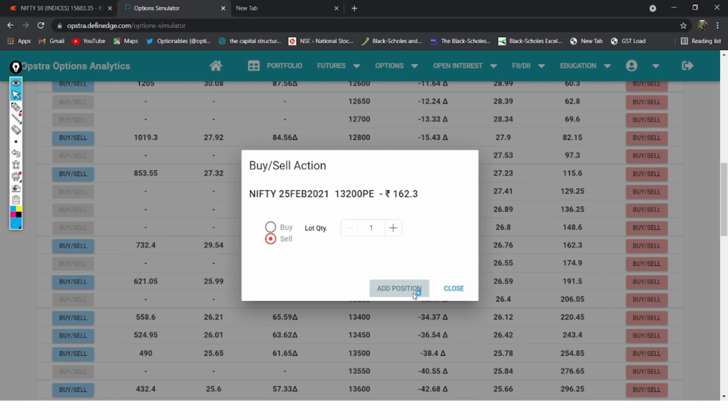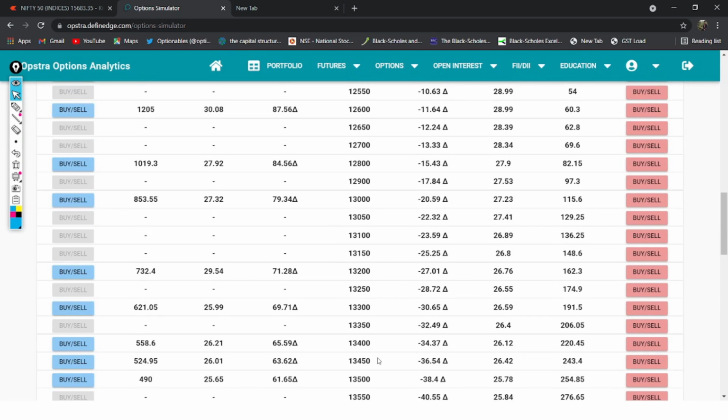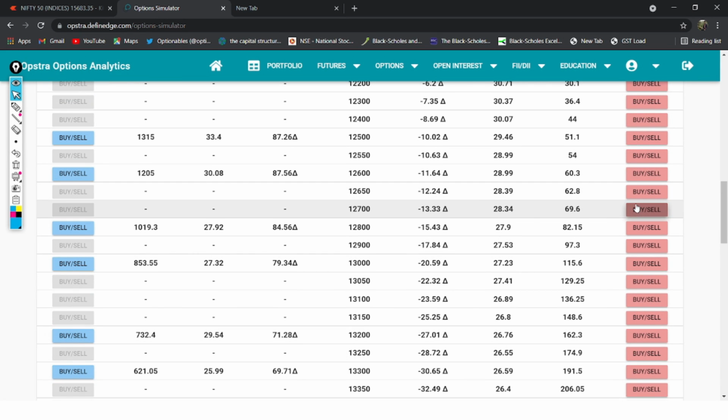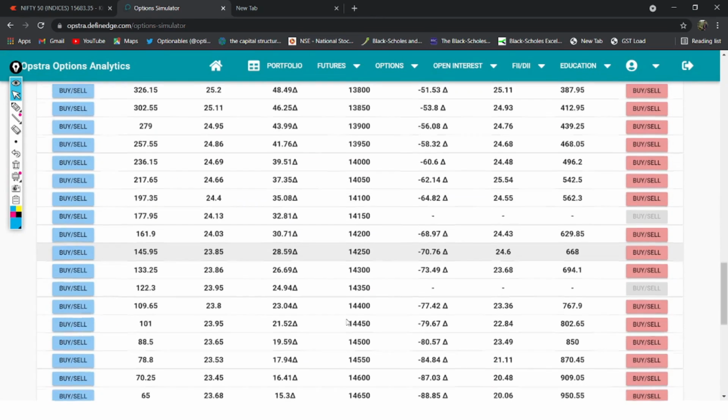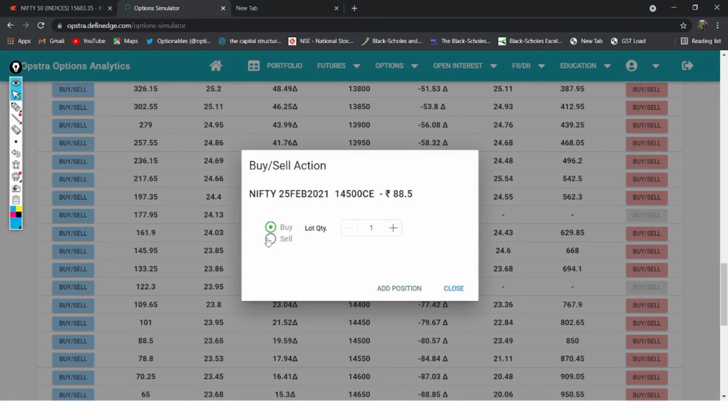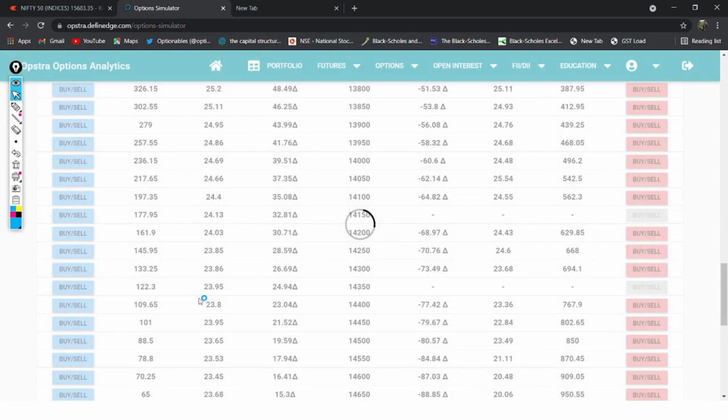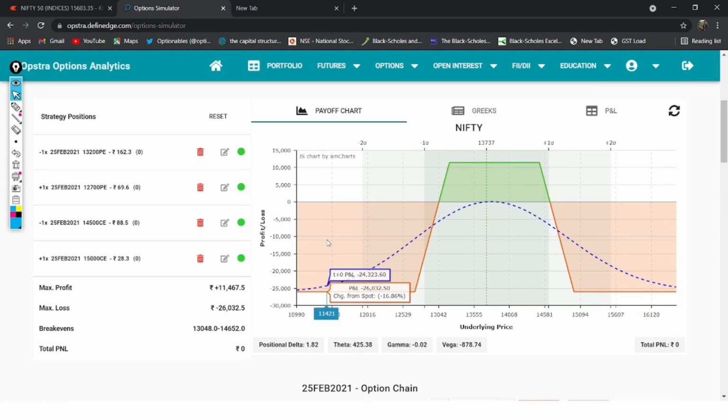I'm going to sell one lot and I'm going to go to 12,700. I'm going to purchase one lot and I'm going to come to 14,500 and sell one lot, and at 15,000 I'm going to purchase one lot. What has happened? You can see my break even. I am going to take my first trade when I come close to my break even.